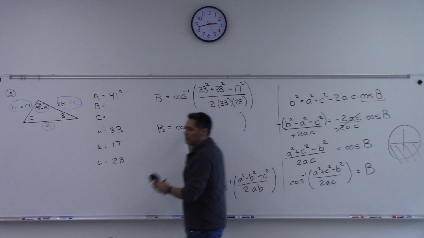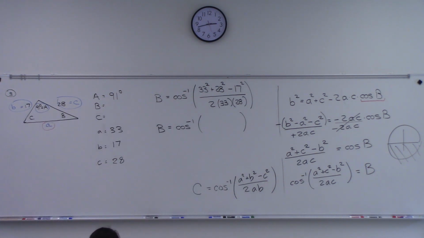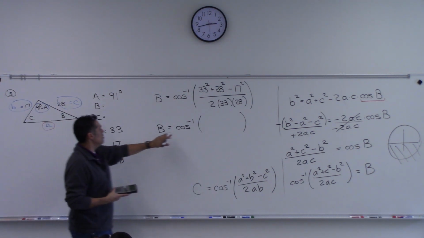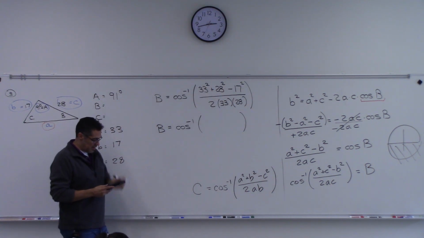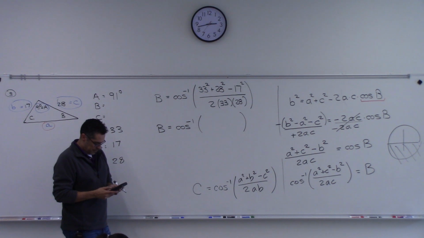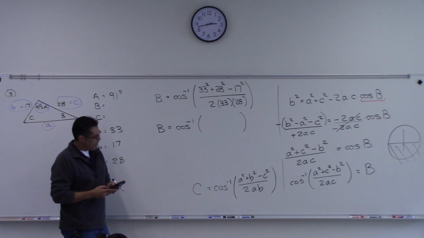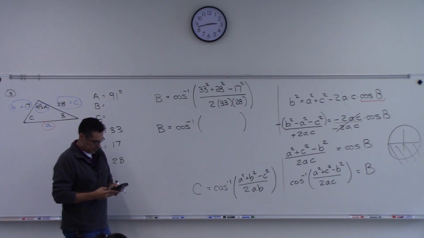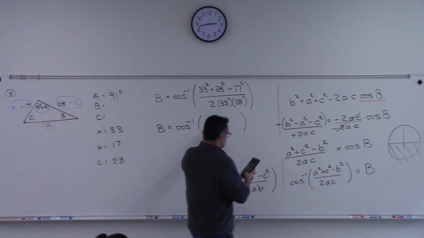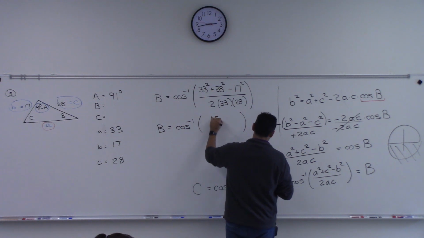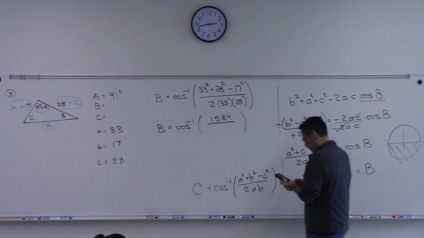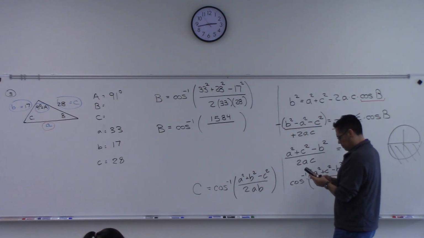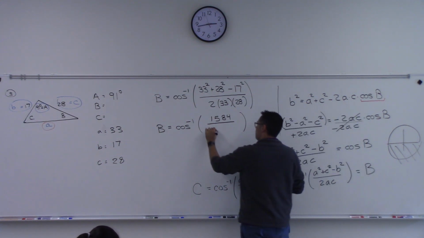Now this, you're going to need to make sure you type all that into your calculator properly. I'm not going to do the inverse cosine yet. I'm just going to figure out what all this is on my calculator. Let's see if you get the same thing I get. So I'll do this a little slower. I'm going to get the top first. The top I get 1584, and on the bottom I get 1848.